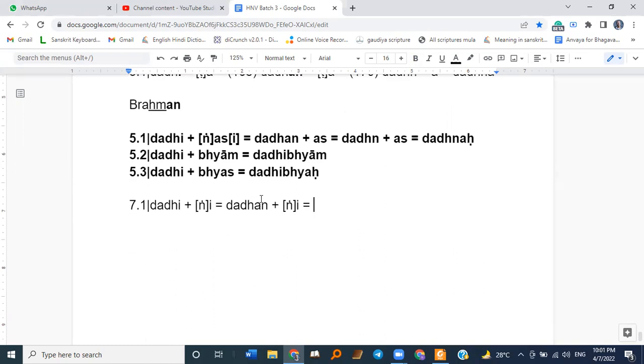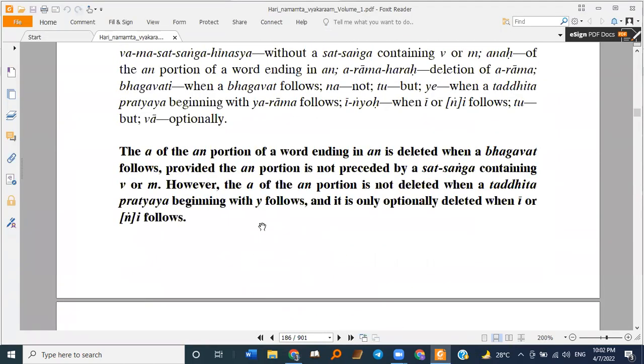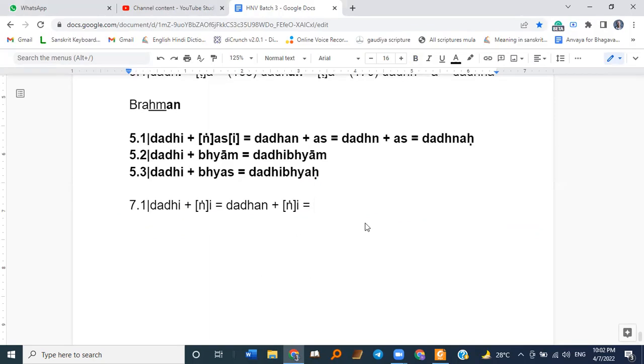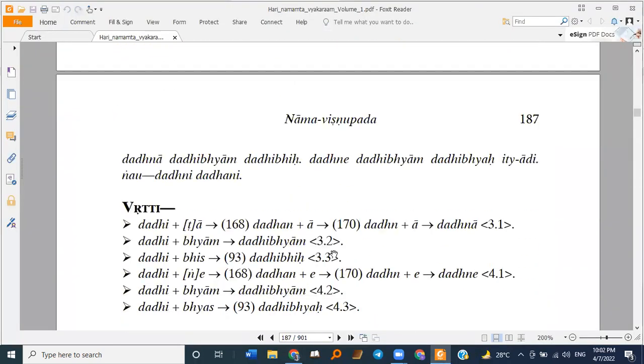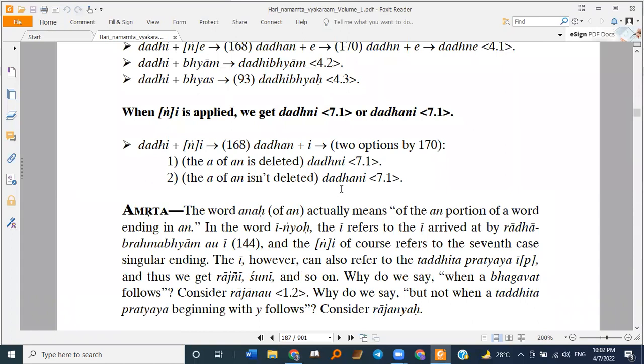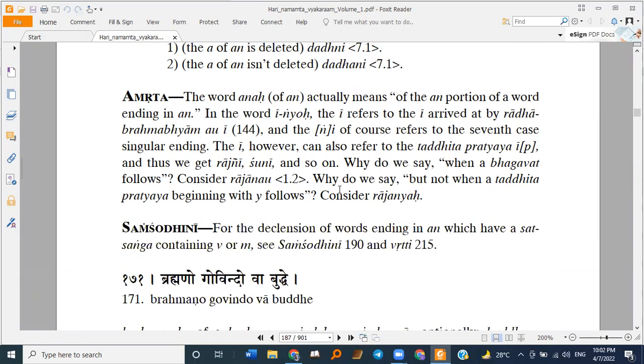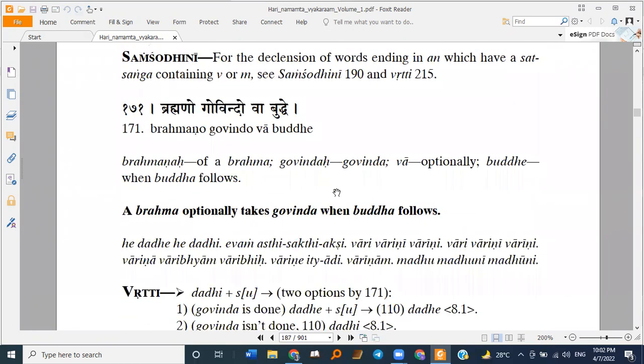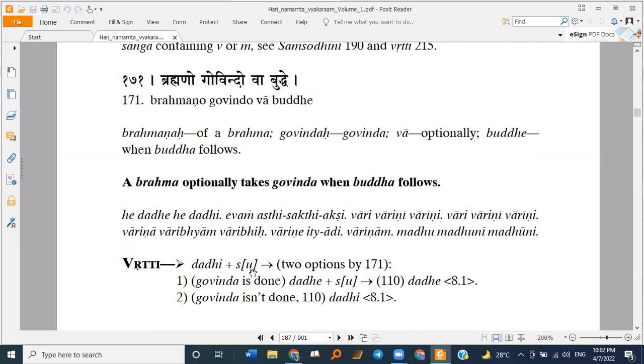We optionally delete this Parama because the sutra says Vama Satsanga Hinasyanu Rama Haru Bhagavati Natu Inyostuva. When Ni follows, if you read the sutra's translation, it is only optionally deleted when either E or Ni follows. So this Ni is the 7-1 pratyaya. When we delete it, we get Dad Ni. And when we do not delete it, we get Dadhani, right? Dadhani and Dadhani. That's all. Dadhano, Dadhishu, Dadhishu.